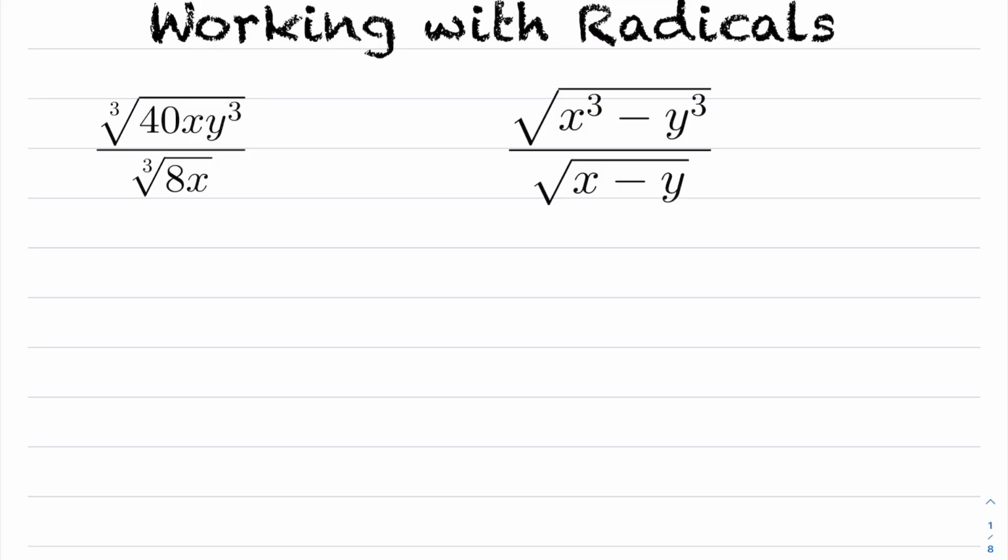In today's lesson, we want to look at working and simplifying with radicals. So let's take a look at our first example here. Whenever being asked to simplify radicals, the first thing we should do is write everything in exponential form. Writing this first question in exponential form we get.